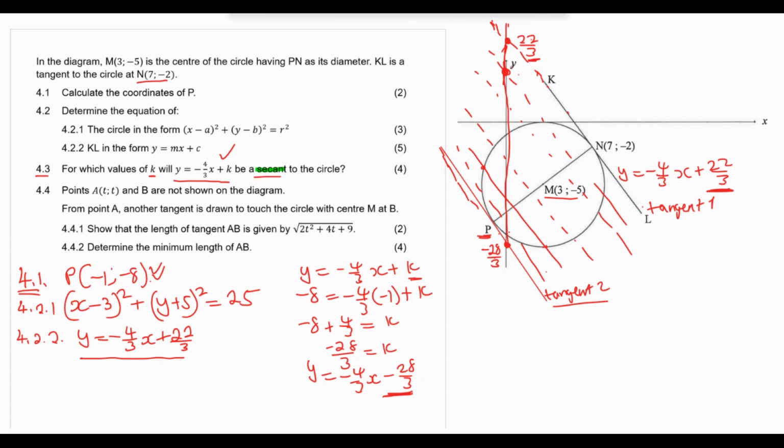-28/3 and 22/3 should not be included, because if you include them, the line will no longer be a secant but a tangent. When k is -28/3, the line is a tangent. When k is 22/3, the line is a tangent. But if k is between -28/3 and 22/3, the line is going to be a secant. So our k should be greater than -28/3 but less than 22/3. That's the solution there.